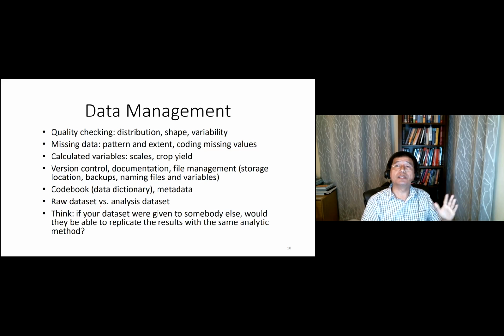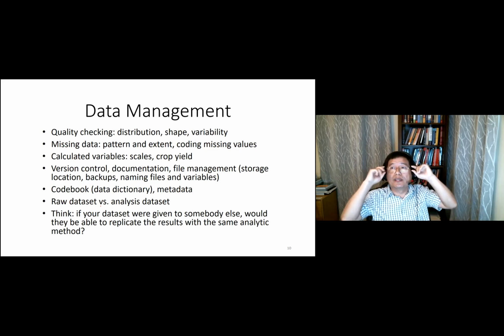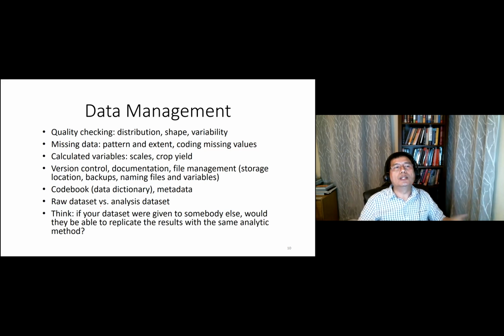And always look at the missing data. It's inevitable that we'll find some missing data in our study. Respondents refuse to answer some of the questions, or you lose some data during data collection, right? And always look for two things: pattern and extent of missing data. How much missing data do you have? Is it 5% or less, or more than that, right?